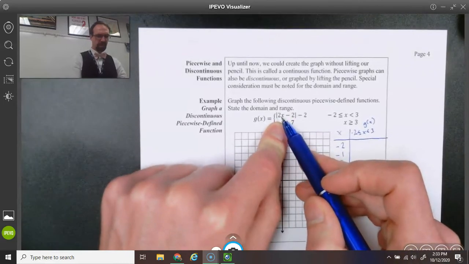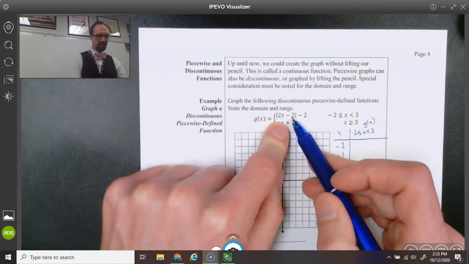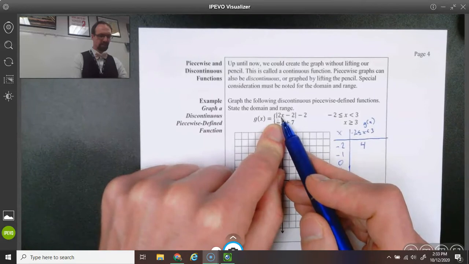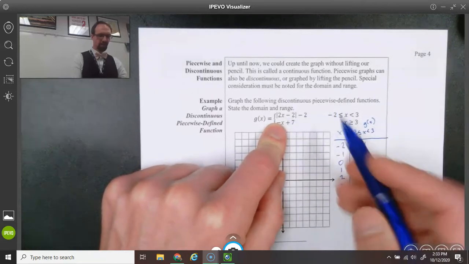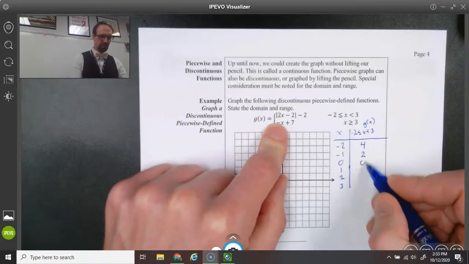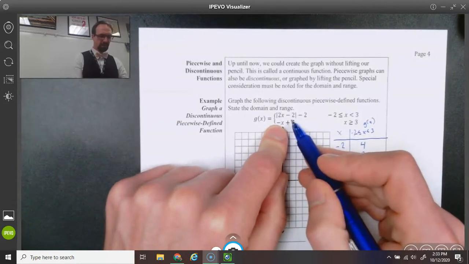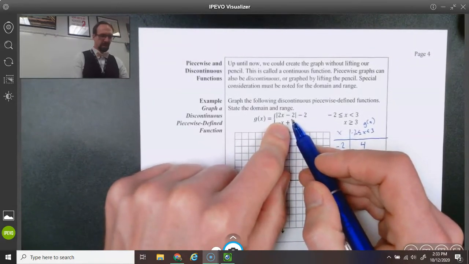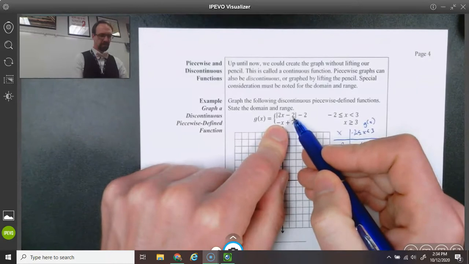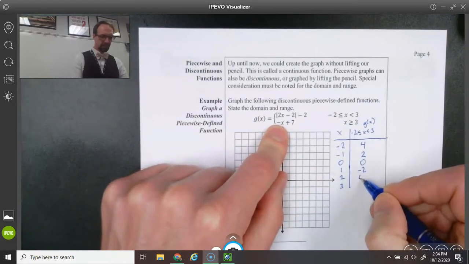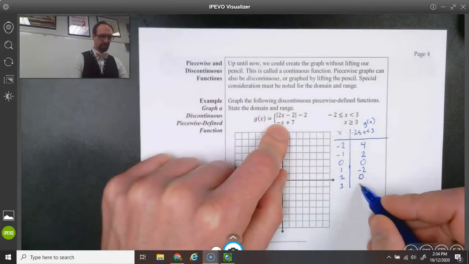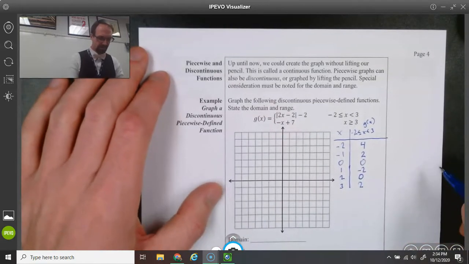-2 times 2 is -4. -4 minus 2 is -6. Absolute value of that is 6. 6 minus 2 is 4. -1 times 2 is -2. Absolute value is 2. 2 minus 2 is 0. 0 minus 2 is -2. Absolute value is 2. 2 minus 2 is 0. 1 times 2 is 2. 2 minus 2 is 0. 2 times 2 is 4. 4 minus 2 is 2. 3 times 2 is 6. 6 minus 2 is 4. So it looks like we're going to have that V shape here.